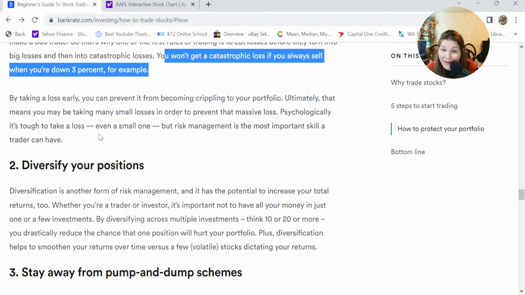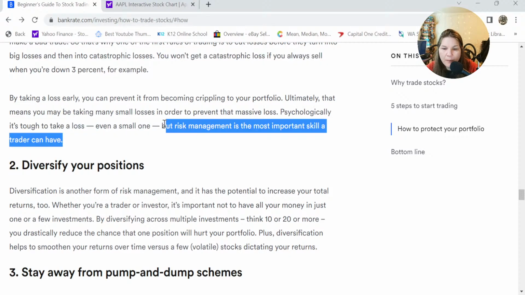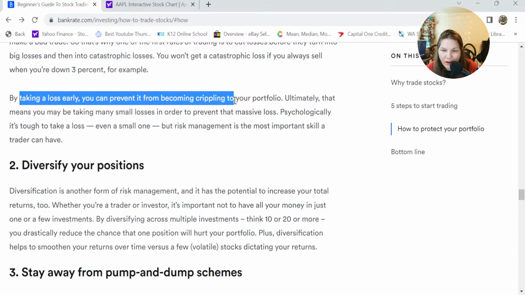Psychologically, it's tough to take a loss, even a small one. But risk management is the most important skill a trader can have, guys. Taking an early loss can prevent it from becoming crippling to your portfolio.